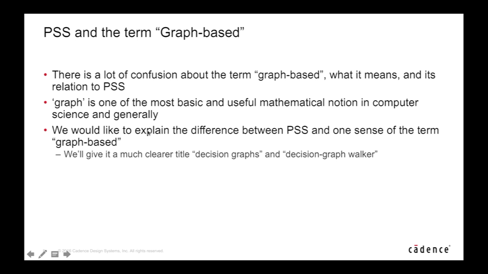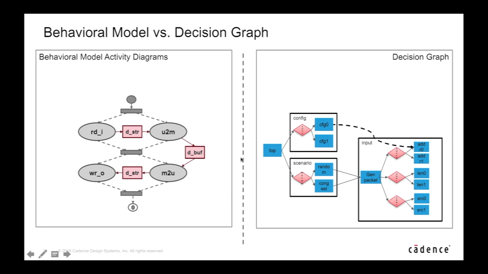But we would like to go a little bit deeper and explain the differences between PSS and one sense of the term graph-based, which is a decision graph, and a decision graph walker, a solution that walks a decision graph. So I put here a behavioral model. You've seen that before if you look at the Accellera tutorial or looked at our previous video.